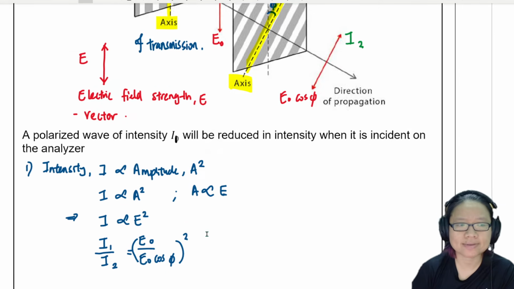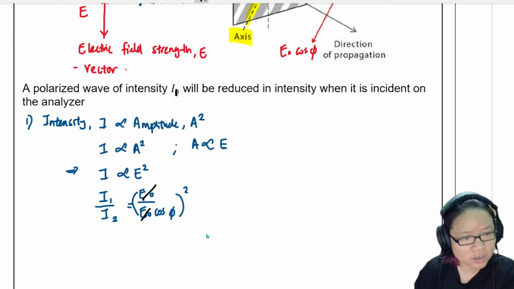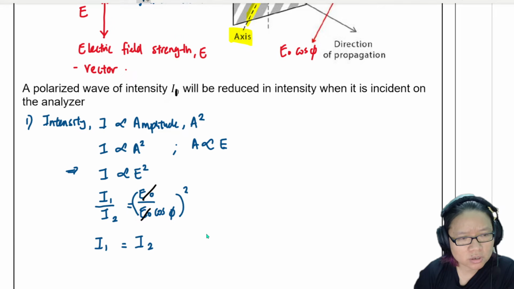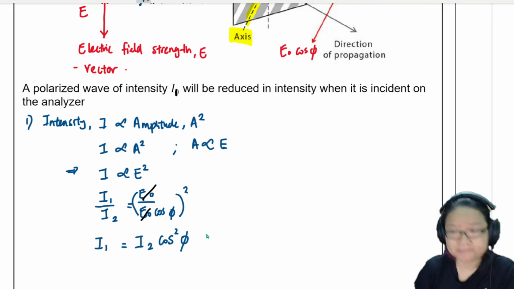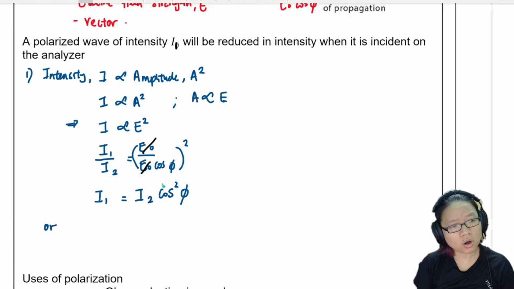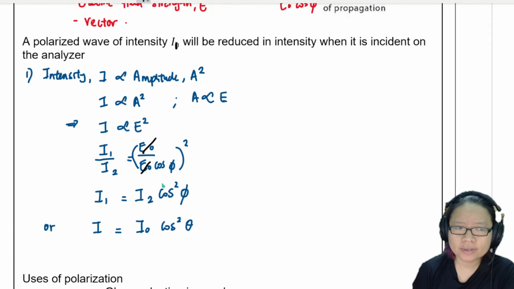Okay, then teacher, then how? Then we can simplify and cancel the E naught, right? You can run it in different ways, but I will label them for you. I naught, don't forget the square, cos square. Or alternatively, I can write this one as I is equal to I naught cos square theta. They are the same thing.